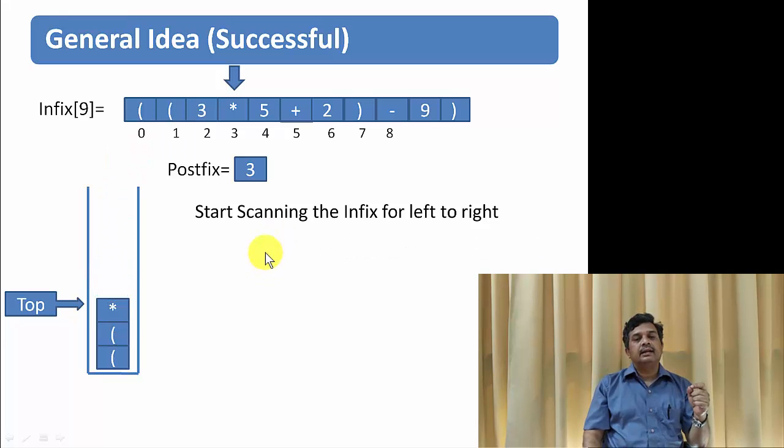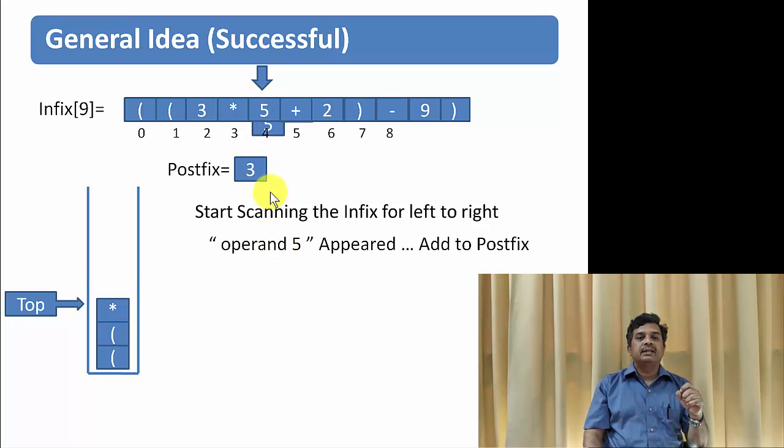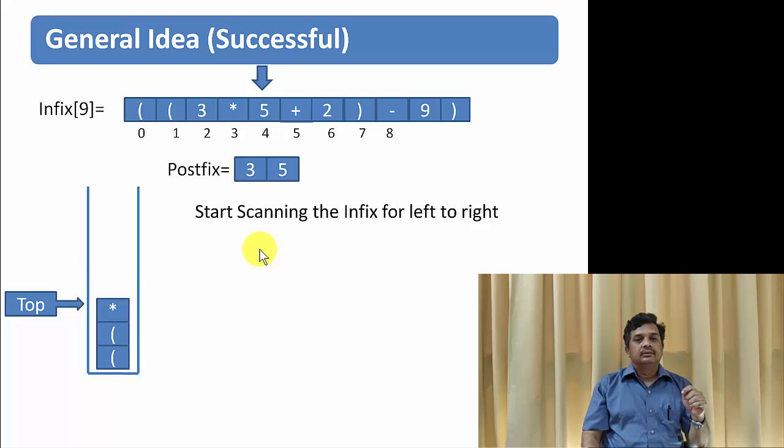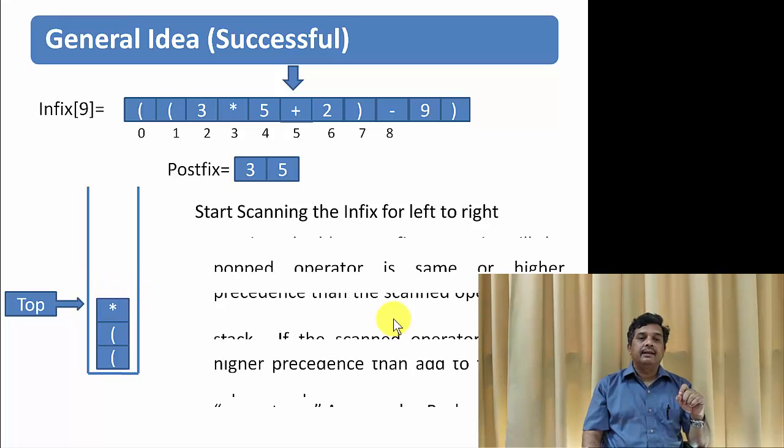The next character that I scanned is a numeric value 5. I'll write it in the postfix expression. And the next character is an operator plus. Now you can see the precedence of plus and the precedence of star, which is there on the top of the stack. So star has higher precedence than plus. So what do I have to do? I have to take the star and write it in the postfix expression, and take plus and push it onto the stack. Something like this.